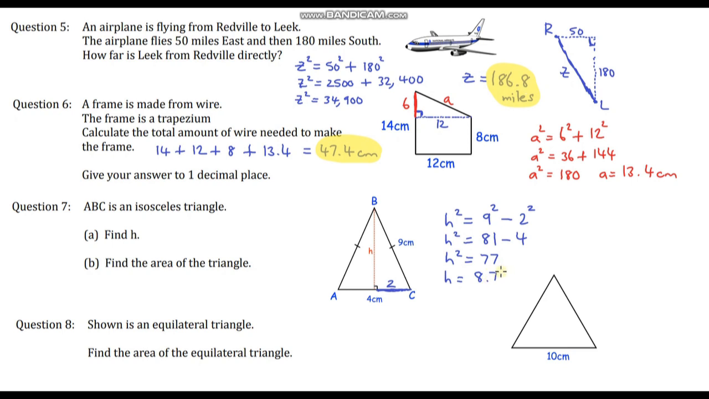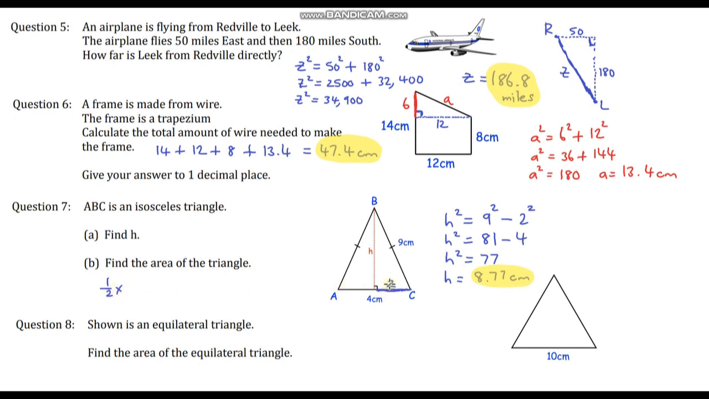8.77, and that is in centimeters. So that is part A done. Moving on to part B, find the area of the triangle. So the area, again, is half base times height. So it's going to be a half times the base.